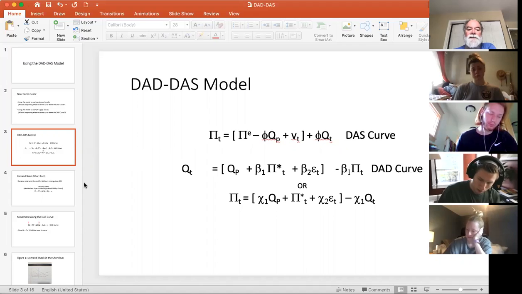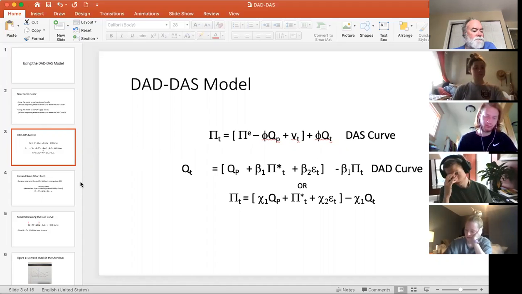Okay, so keep that in mind, because at some point we're going to be doing problems, and I'm going to say, suppose X changes, you need to figure out which curve to shift.